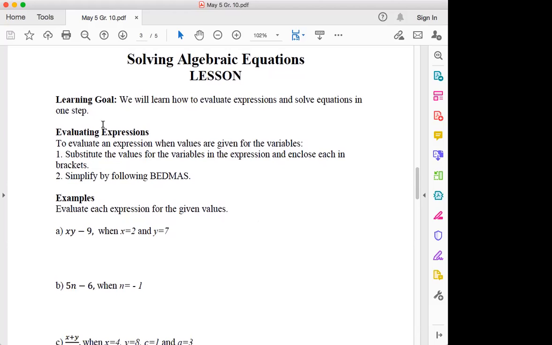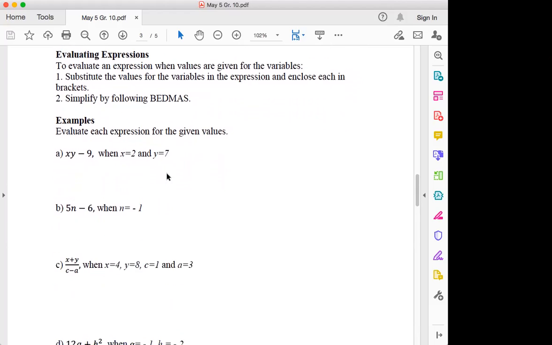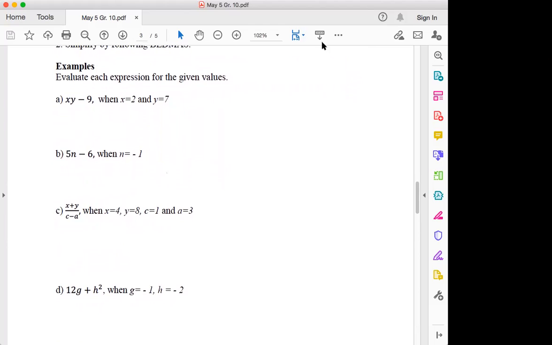So I will start with this. When we're evaluating an expression, when a value is given, you substitute the value for the variable in the expression. So where you see that letter is where you're going to put the number, and then you're going to simplify by using BEDMAS and solve your equation. So it's relatively easy. Hopefully we don't have any issues. So we're going to look at some examples.